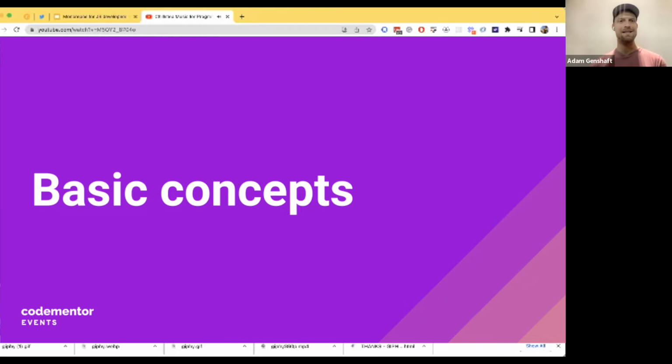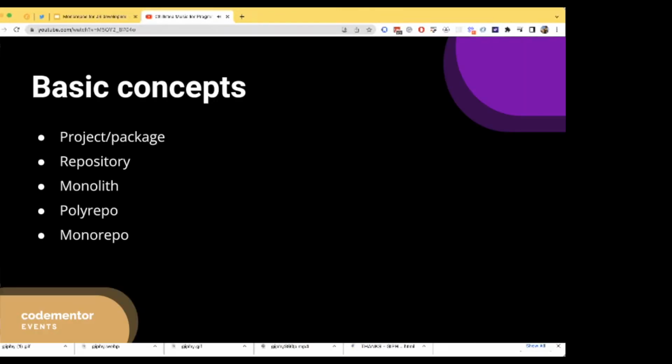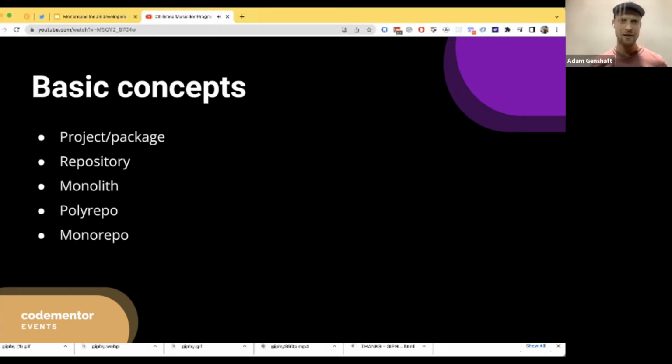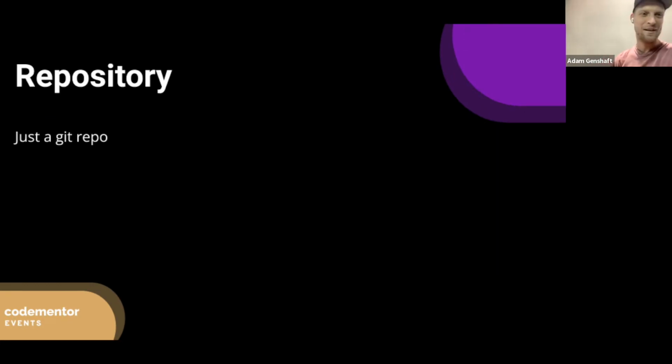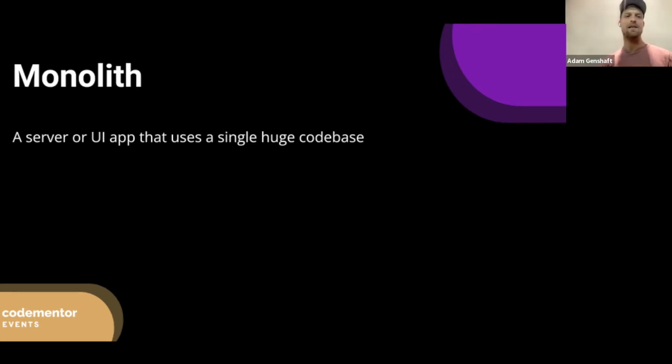So, basic concepts. We have a few words that we should be familiar with in order to have this conversation about what a monorepo is and how to manage it effectively. The terms are project or package, repository, monolith, polyrepo, and monorepo. A project is a package. A repository is just a Git repository. A monolith is usually a server, or a UI, but usually a server that has a huge code base.